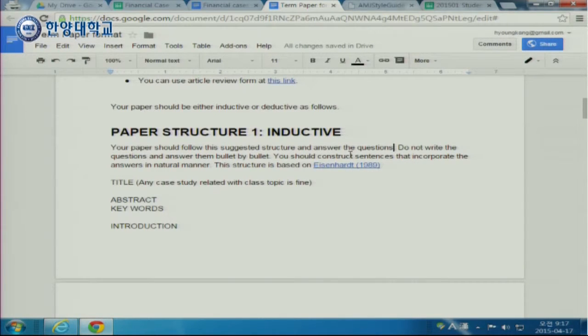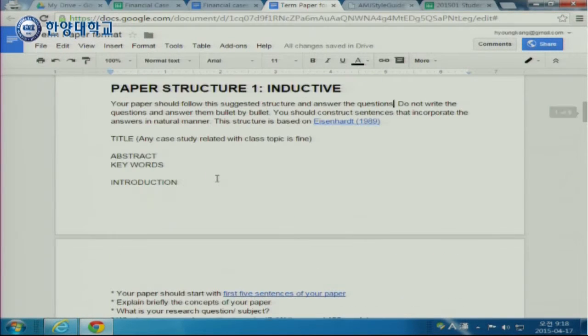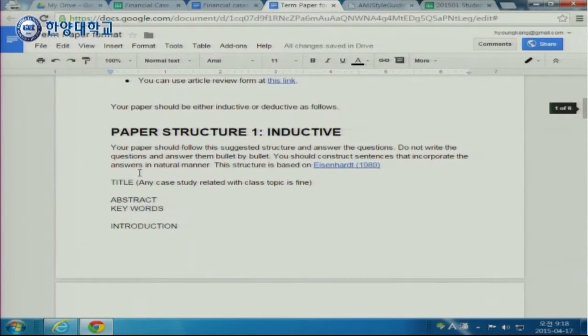You should construct the sentences that incorporate the answer in a natural manner. So it should be like a sentence and paragraph structure. It should be like an essay, not like a technical paper. No bullet statements. You should write an essay, like an academic paper. But anyway, your essay should somehow address the question in each section, like this.